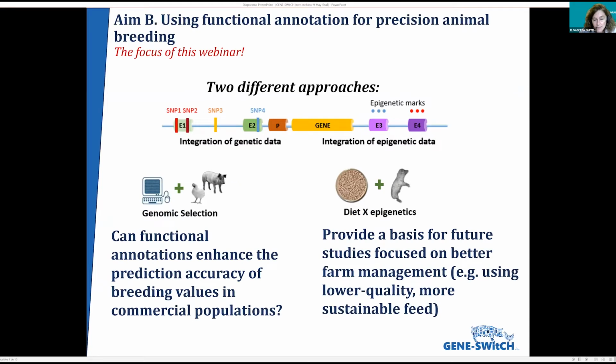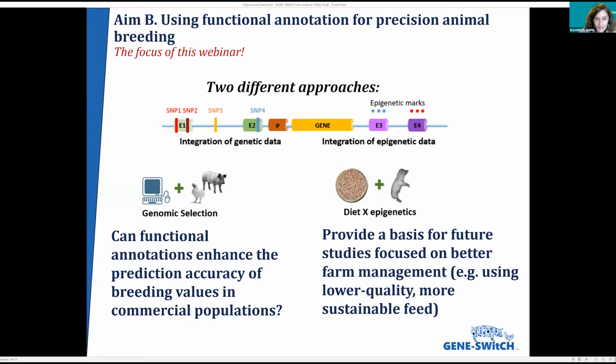And here I just restrict my words to the main questions or contents, because this is the focus of this webinar and will be illustrated by my colleagues. So for this aim of precision animal breeding, we had in mind two different approaches. One is the integration of genetic data. The other one is the integration of epigenetic data, which is more explorative.